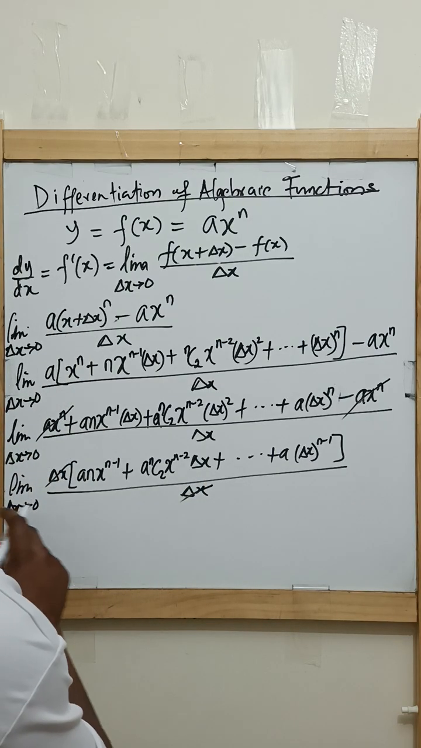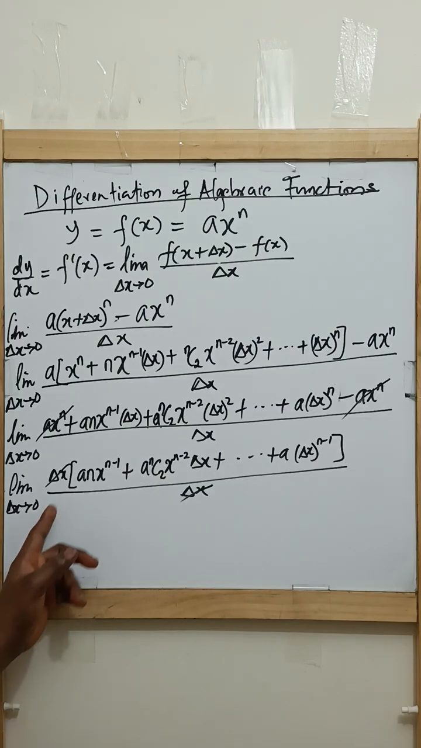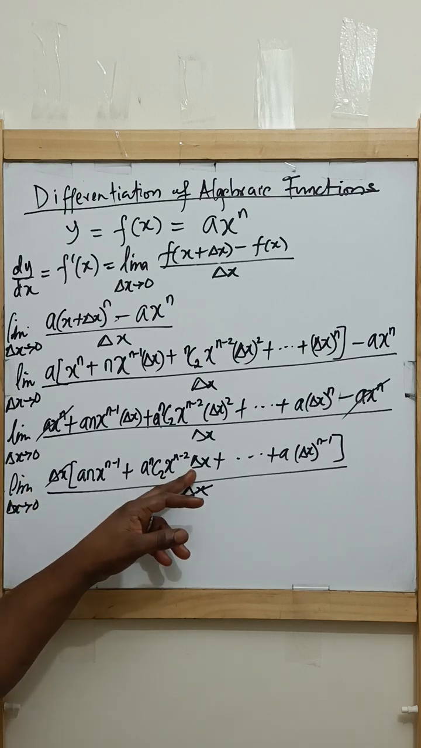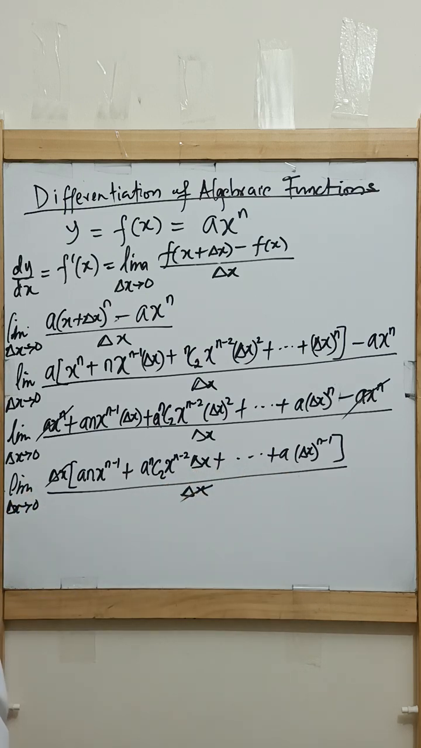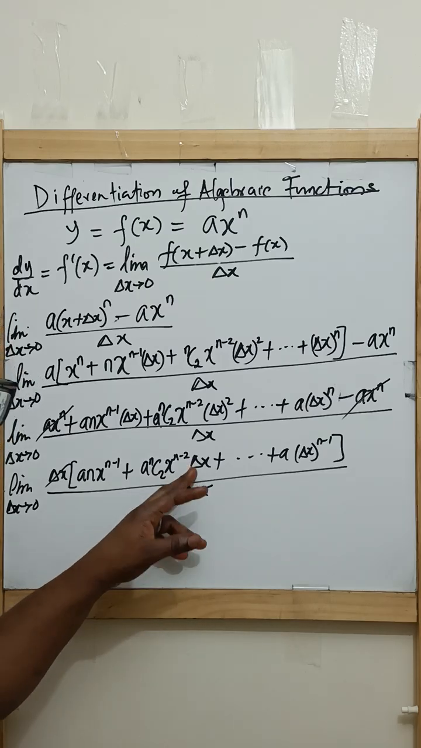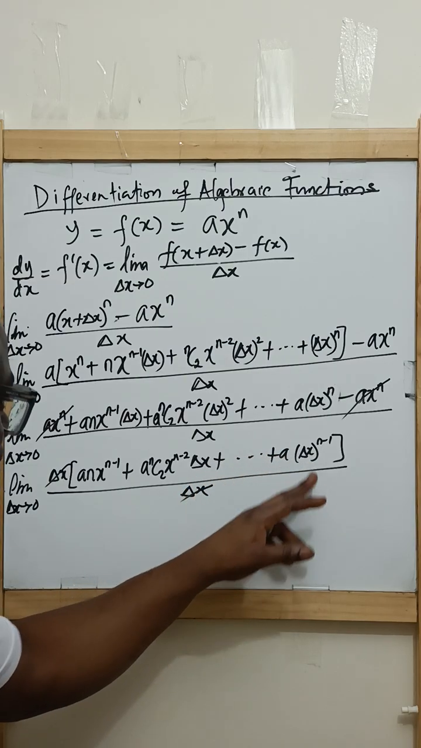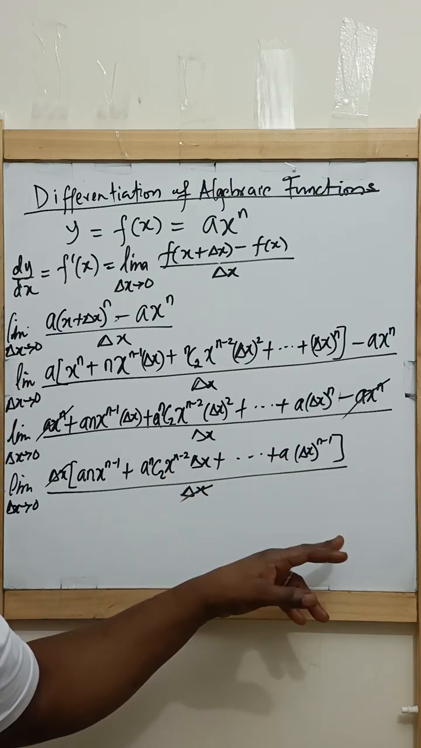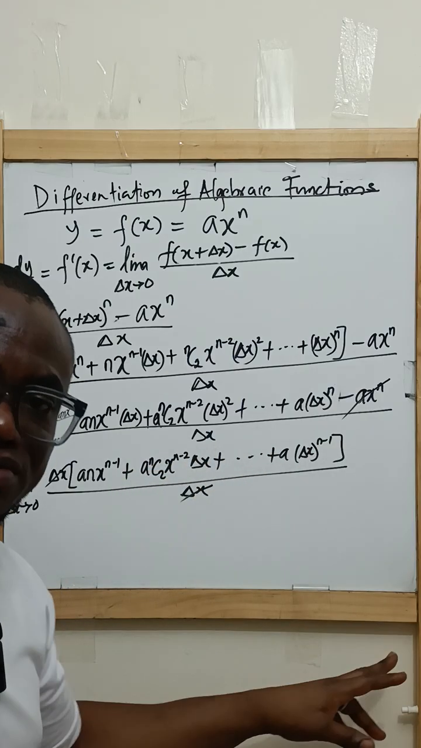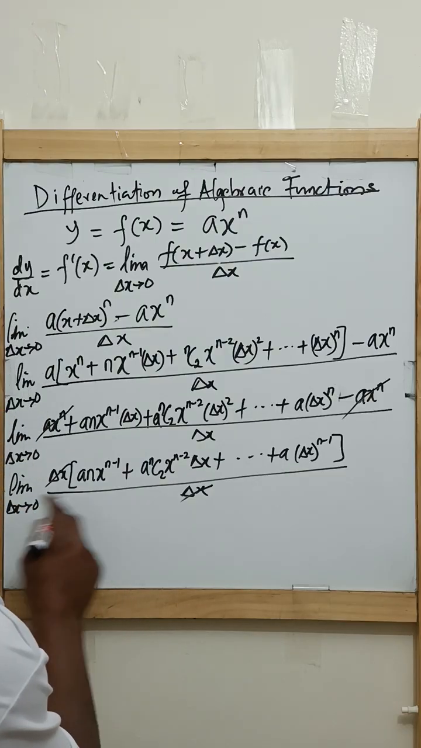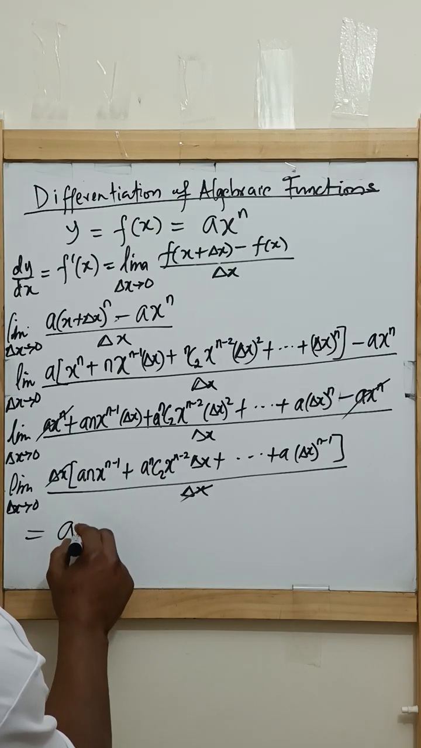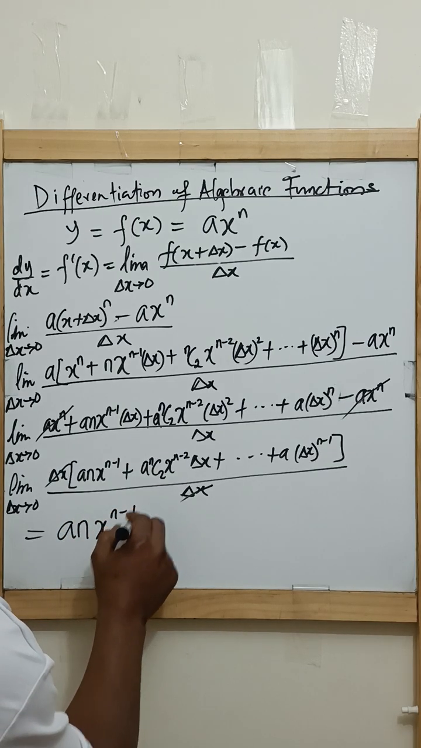Okay, so if we now substitute delta x equals 0 into this expression, it means all the terms having delta x in it will become 0. Everything having delta x in it will be rendered 0. From this term up to the last term, they all have delta x in it. Because of that, everything will be rendered 0 from there. So it will now become equal to a n x raised to the power n minus 1.